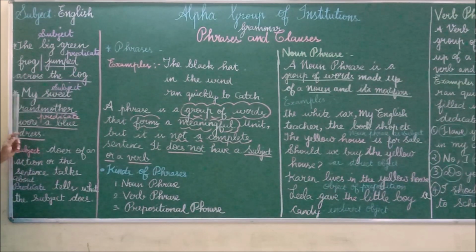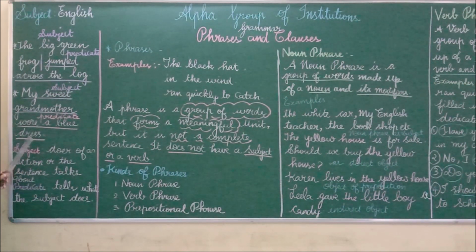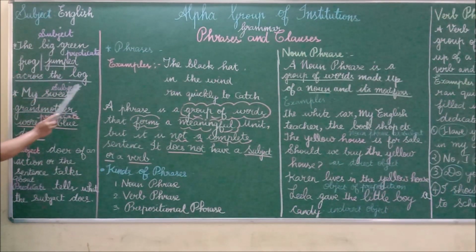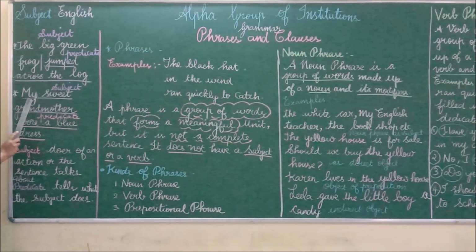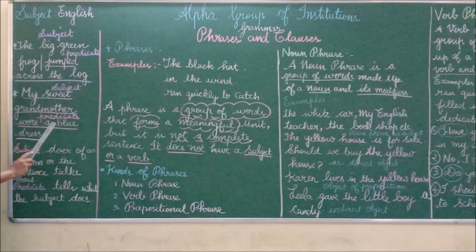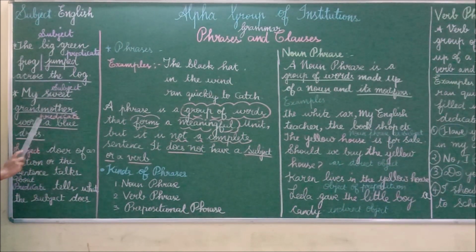See the next sentence. My sweet grandmother wore a blue dress. Here, my sweet grandmother is the subject and a blue dress is part of the predicate. Okay, compare these two sentences. Here, the big green frog is the subject, and the rest of the sentence is the predicate. Here, my sweet grandmother is the subject, and the rest of the sentence is the predicate. Apart from the subject, whatever is in the sentence is the predicate.